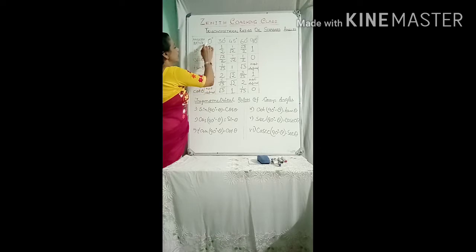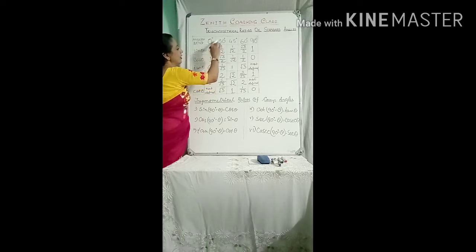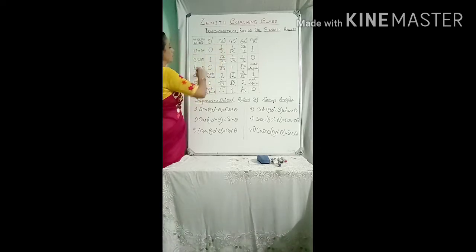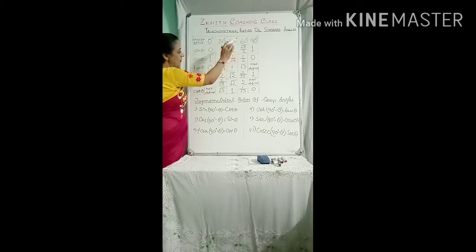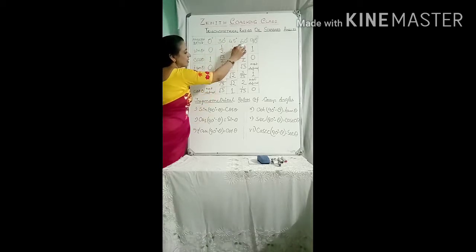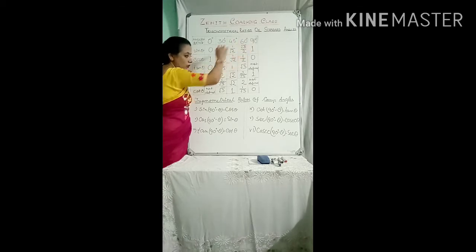So sin 0 degree equals 0. Sin 30 degree equals 1 by 2. Sin 45 degree equals 1 by root 2. Sin 60 degree is root 3 by 2. And sin 90 degree is 1.